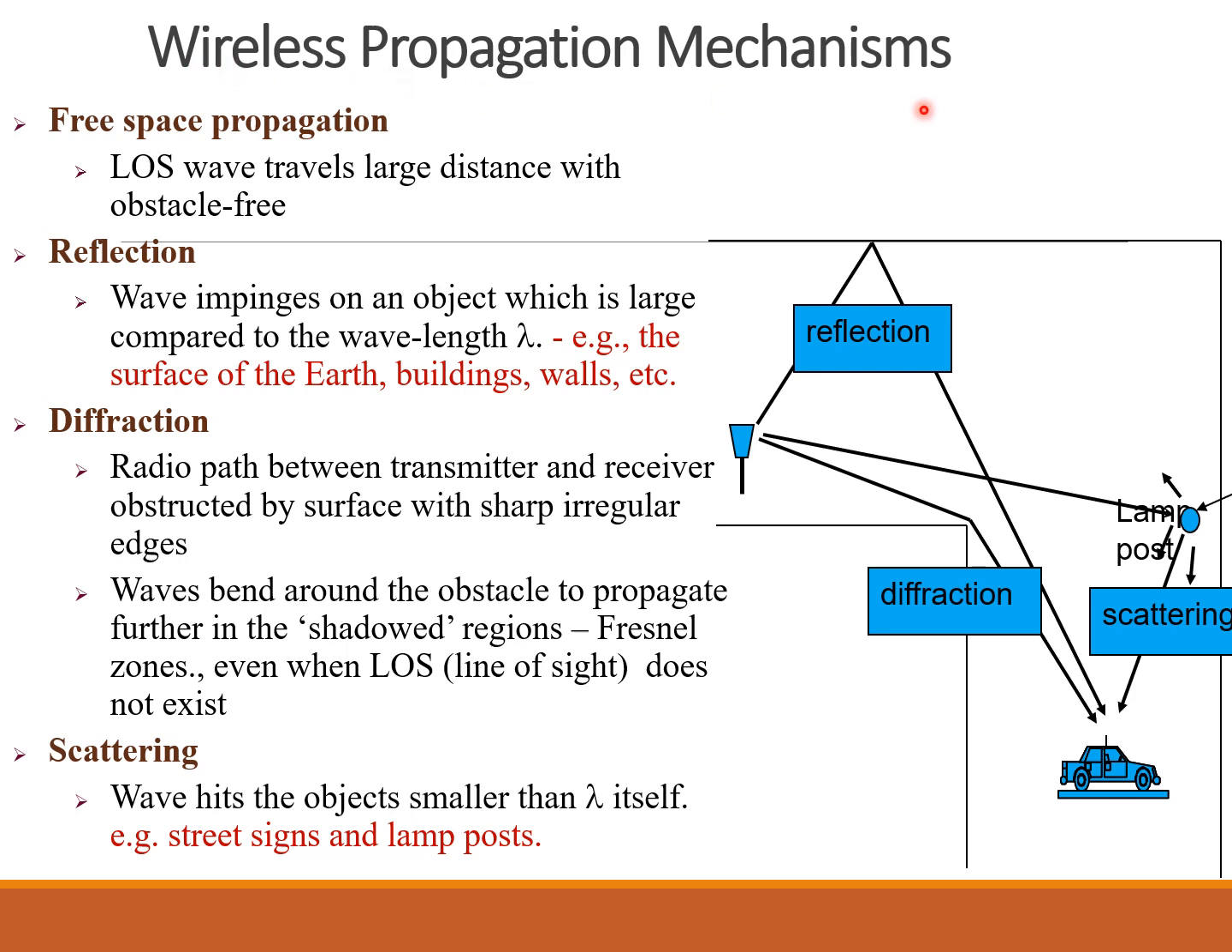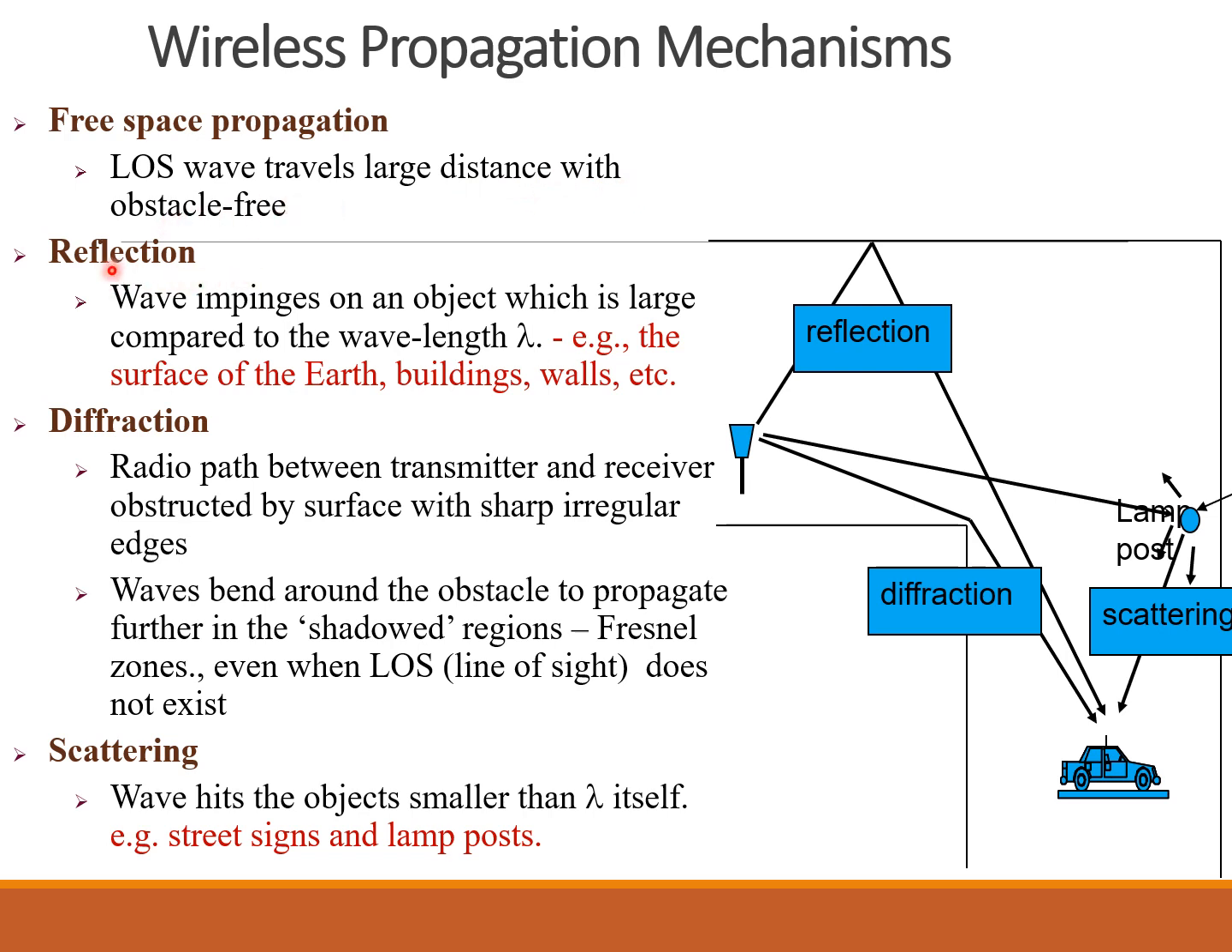Wireless propagation mechanisms. In the previous slide I was saying what are the various mechanisms that the signal undergoes when traveling from the transmitter to the receiver. Here the receiver is a car in the example shown. One is free space propagation, or line of sight, which means that the receiving antenna is visible from the transmitting antenna. If that's the case, then you call it line of sight. Line of sight waves travel large distances without any obstacles.